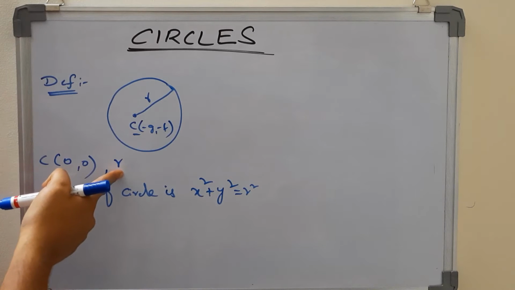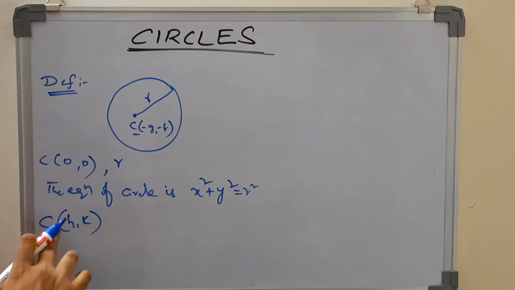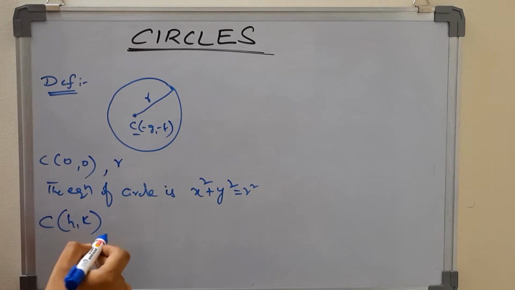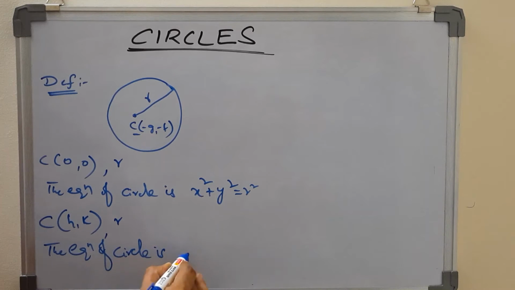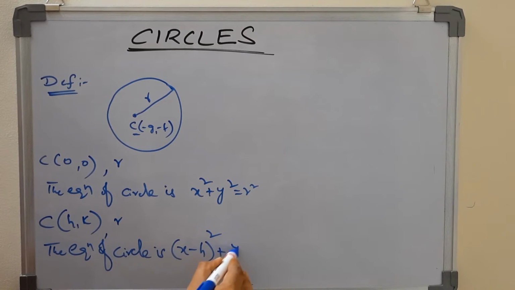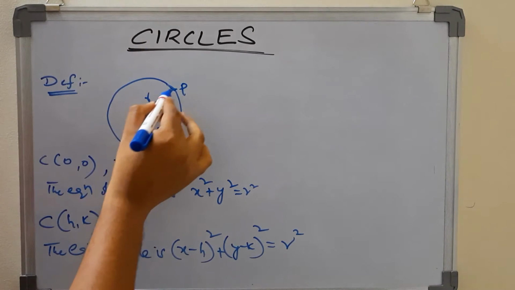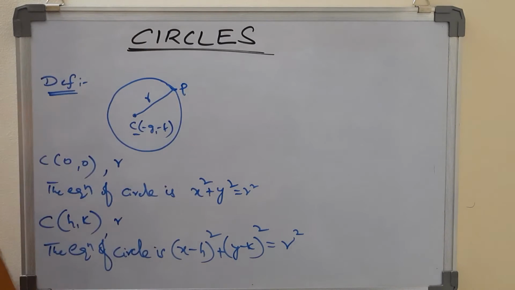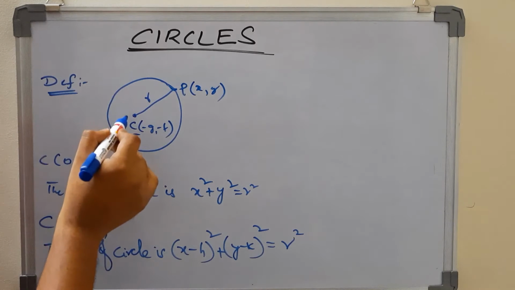Okay, if the center is shifted to h comma k, suppose any numbers h comma k, and the radius is r, then the equation of the circle we can write as x minus h whole square plus y minus k whole square is equals to r square, right? This is a point which is making a locus. So we don't know the point, so we can consider this as x comma y, and this is the radius and this is the center.